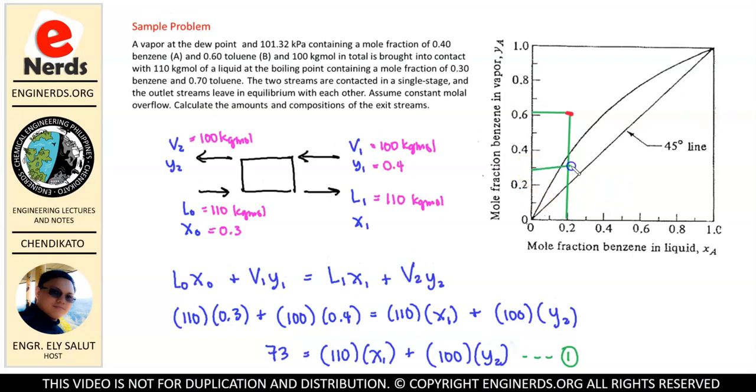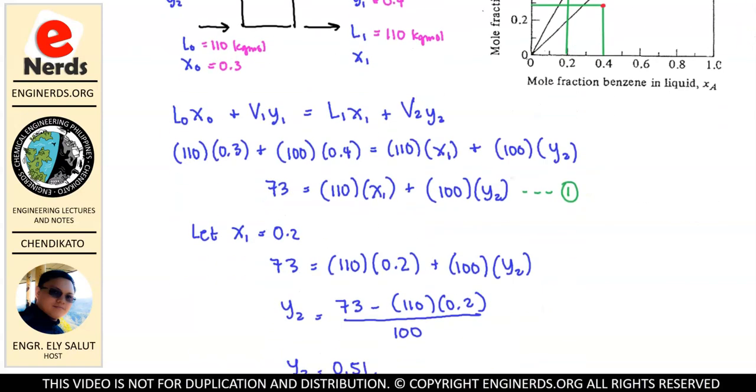Okay, and then we have 0.4. Okay, so align natin siya sa 0.4. So it is somewhere here. Alright, so this will be our dot. Now, this is still outside our curve, no? So, let us try 0.3. Then, tignan natin kung saan siya magpo-fall.